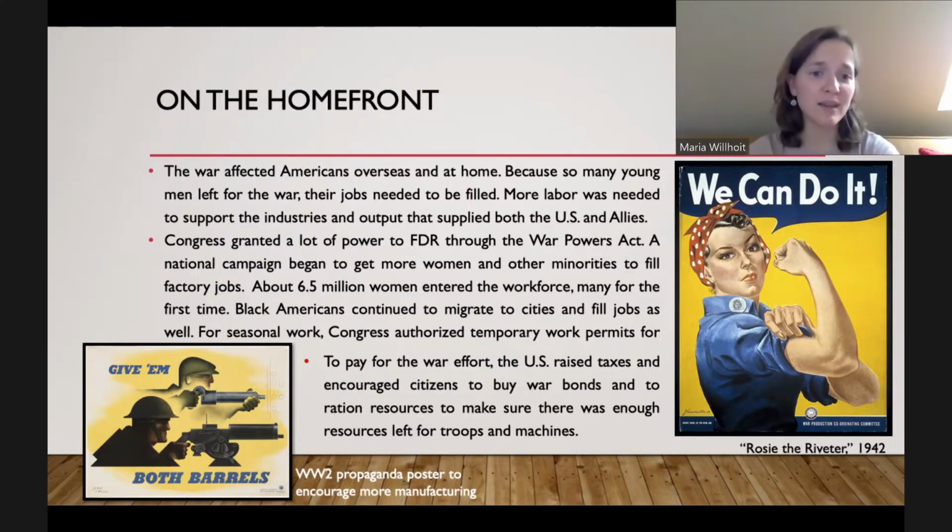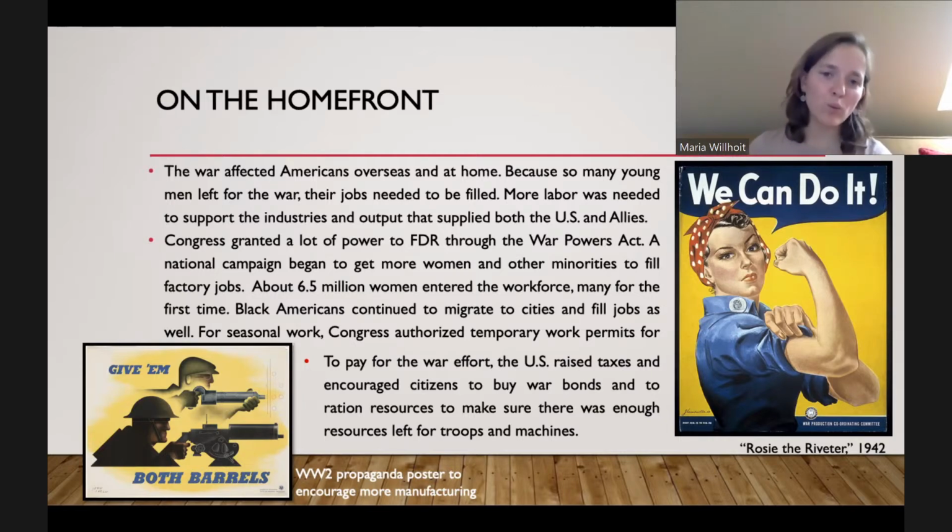And this is useful because, as I said in the past, Black Americans are continuing to migrate to cities and to fill jobs as well. So there's already a huge population of African Americans in cities ready and willing to do the factory jobs. And it was so demanding for work that Congress even authorized work permits for seasonal workers. And a lot of these seasonal workers, I don't mention it here, came from Mexico. So we're drawing from women, we're drawing from African Americans, and we're even drawing from Mexican migrants to help us fill the jobs, fill the needs.